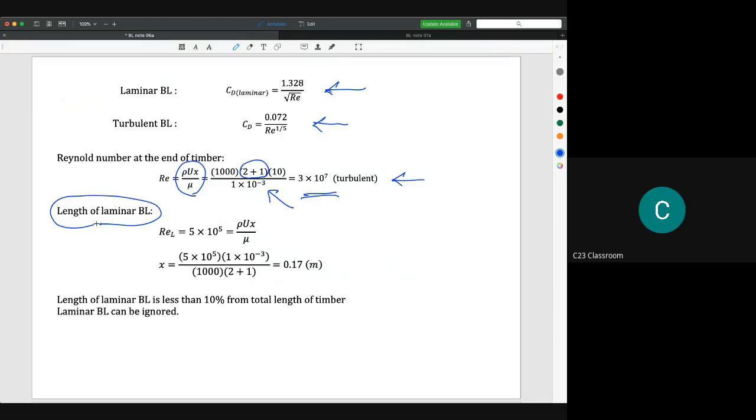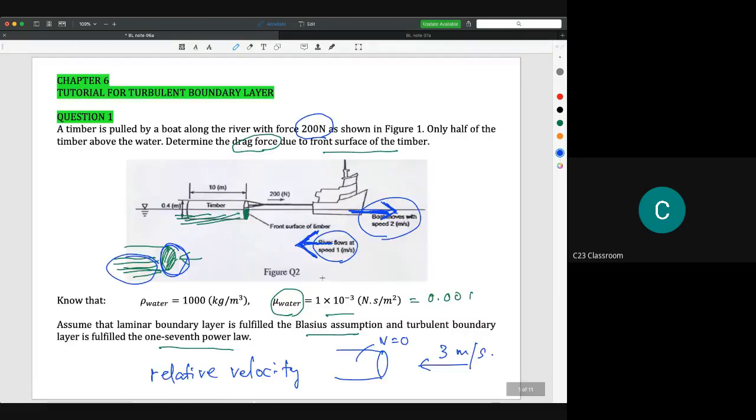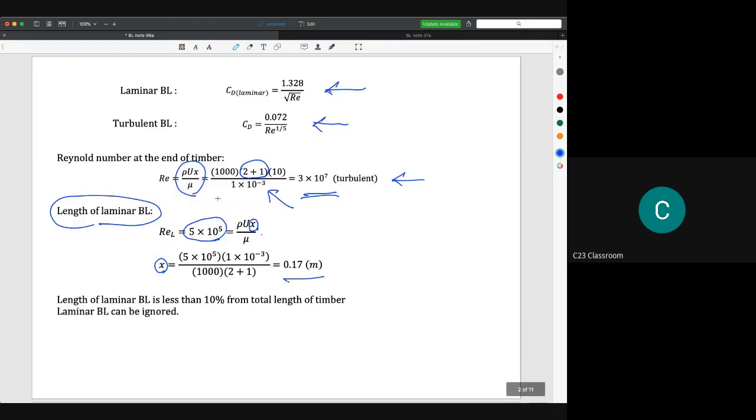So the critical Reynolds number is 5 times 10 to the power of 5. So the equation is rho u x over mu. So we could calculate the x here, and we get x equal to 0.15 meters. Because the timber here is 10 meters long, it means that 0.15 meter here is less than 10%, so it is very small. So we assume that it is okay for us not to take the laminar boundary layer into our calculation. So the laminar boundary layer can be ignored.